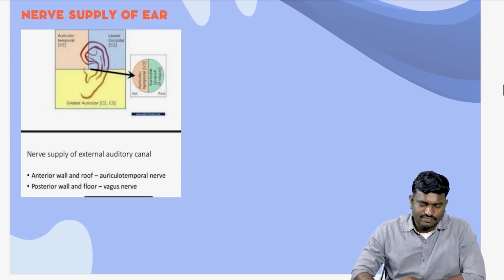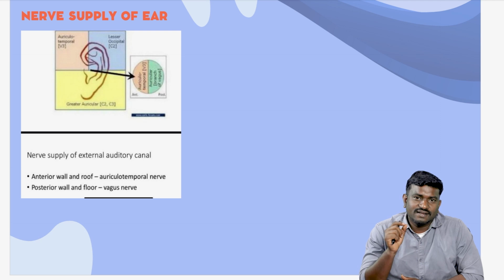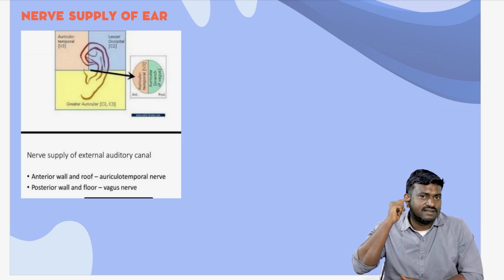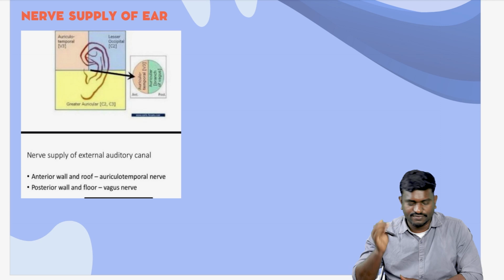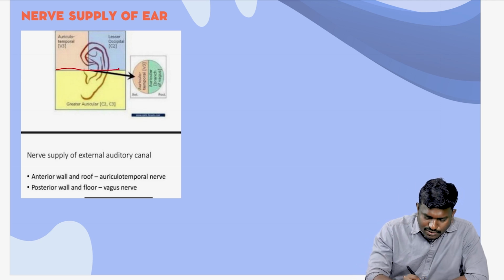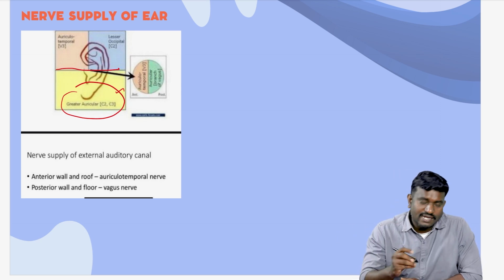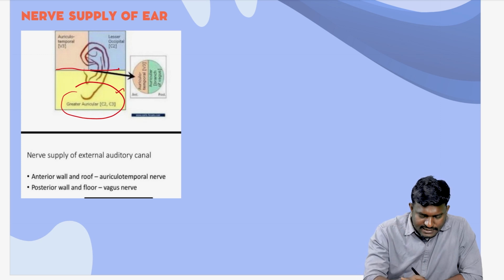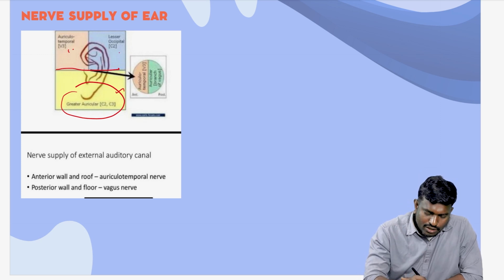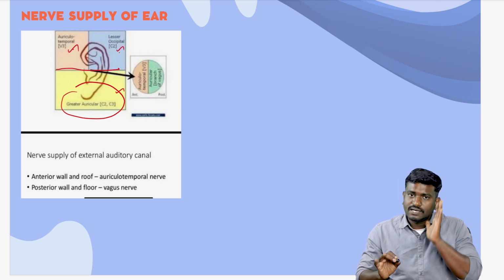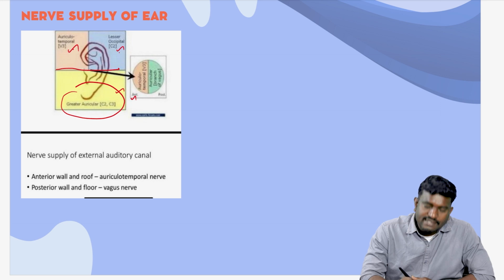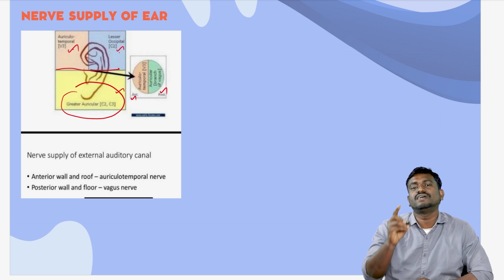Next, nerve supply of the ear. Let's try to quickly revise the nerves of the ear. We shall divide the ear into the upper half and the lower half. Remember, easy, the lower half is supplied by greater auricular nerve. Greater auricular nerve. Now, let's divide the upper part into medial and lateral. Medially, it is supplied by auriculotemporal, and laterally, it is supplied by lesser occipital nerve. Very easy. Now, remember, the medial part anteriorly is supplied by auriculotemporal, and posteriorly it is supplied by the auricular branch of the vagus nerve.